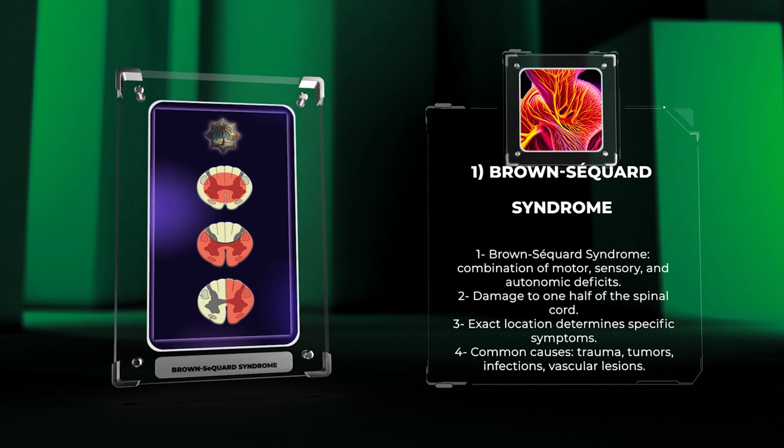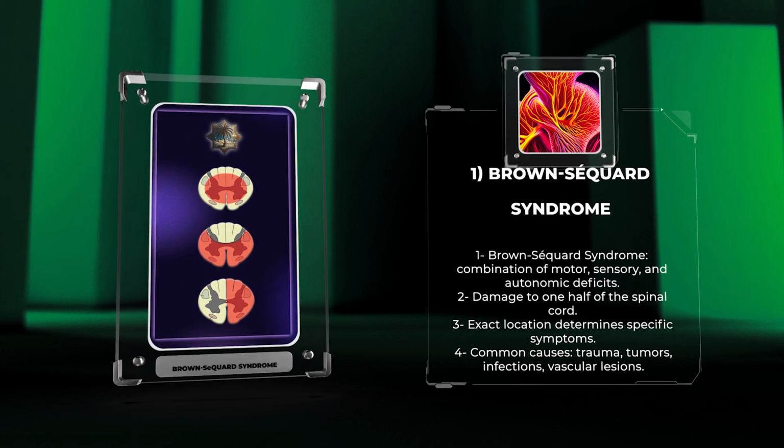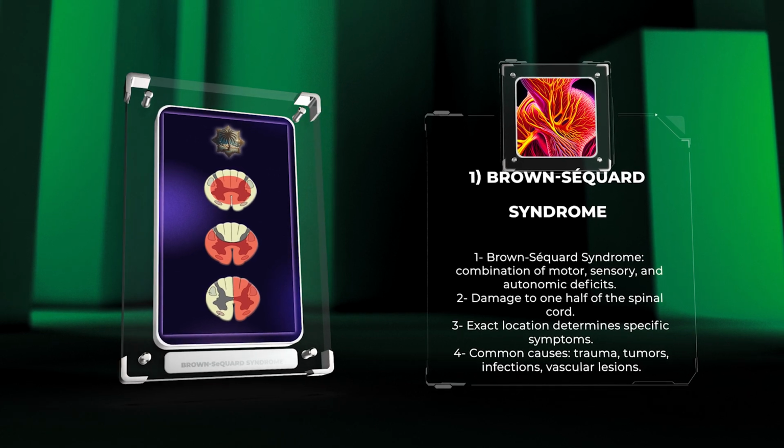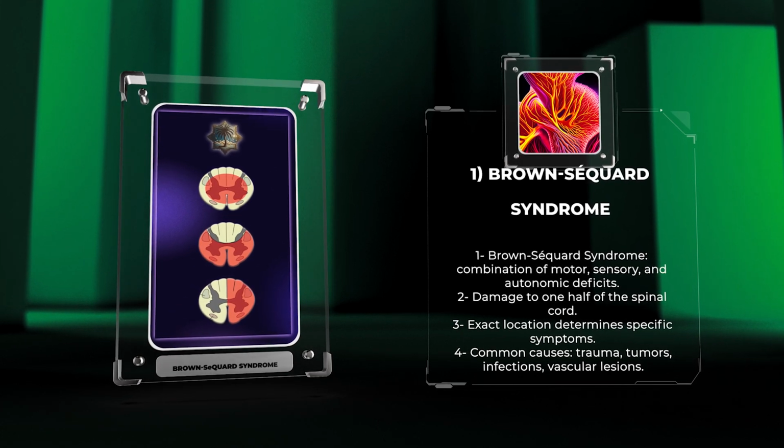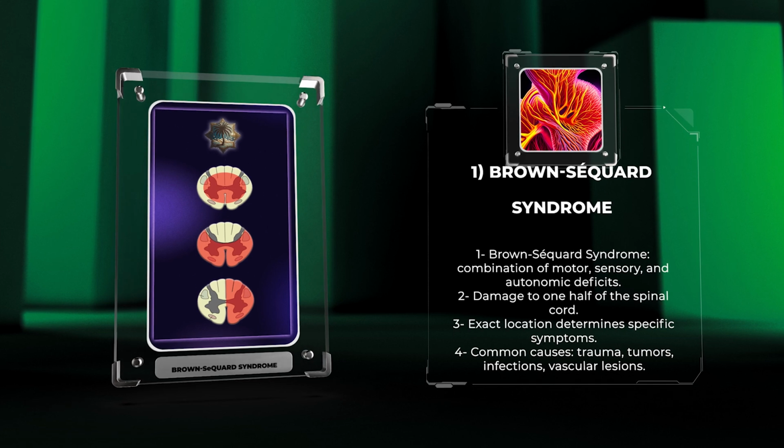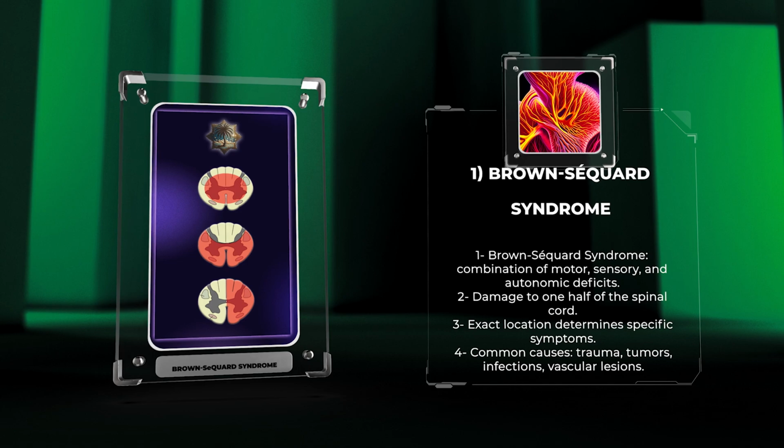The exact location of the spinal cord damage determines the specific symptoms experienced by individuals with Brown-Séquard syndrome. The most common causes of this syndrome include trauma, such as spinal cord injury, but it can also occur due to non-traumatic causes, including tumors, infections, and vascular lesions.